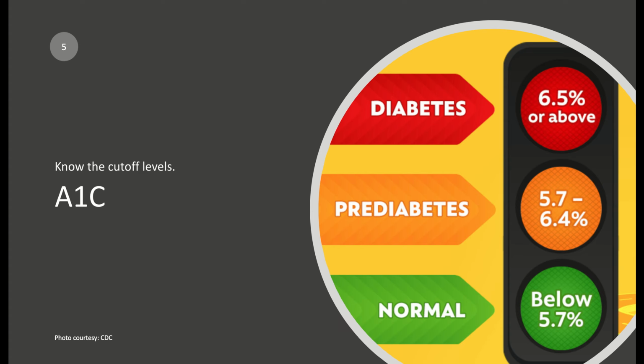How often should A1C be monitored? A1C results should be obtained at least twice a year for patients with diabetes and every 3 months if glycemic targets have not been met or if there are treatment changes.